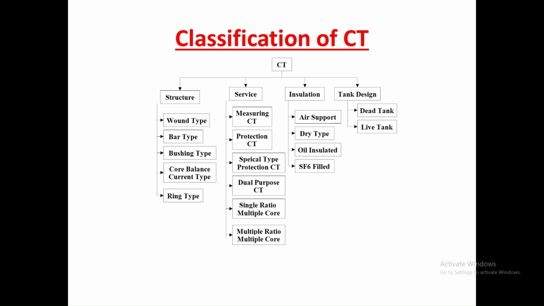Next comes the types of CT available: based on structure, based on service, based on insulation, based on tank design. Based on structure: wound type, bar type, bushing type, core balance current type, ring type. Based on service: measuring CT, protection CT, special type protection CT, dual purpose CT, single ratio, multiple ratio, multiple core, like that. Based on insulation: air support, dry type, oil insulated, SF6 filled. Then based on tank design: dead tank and live tank.